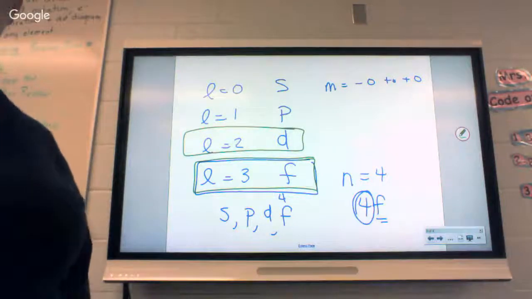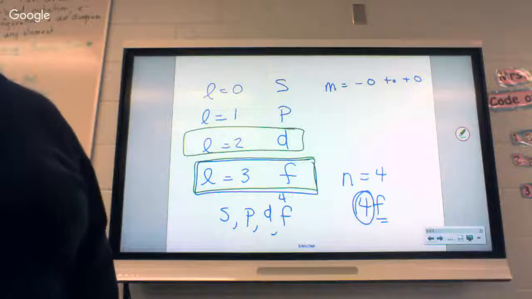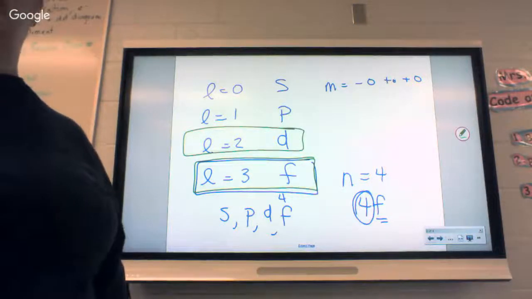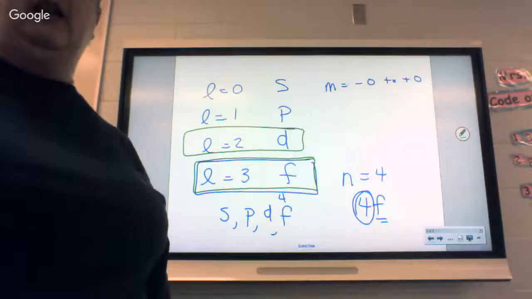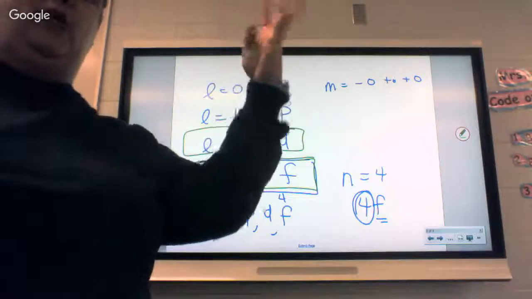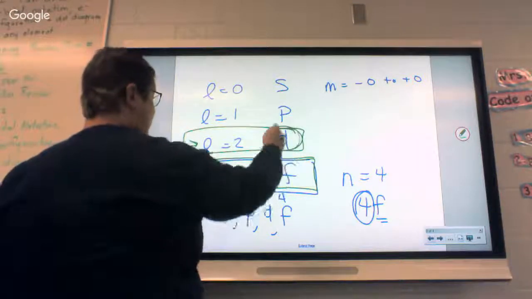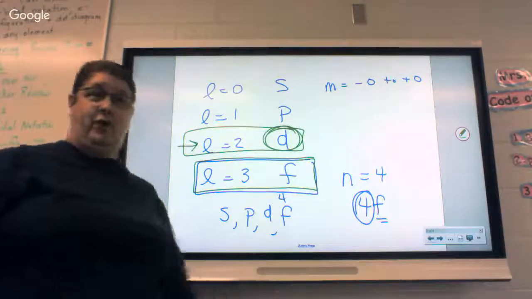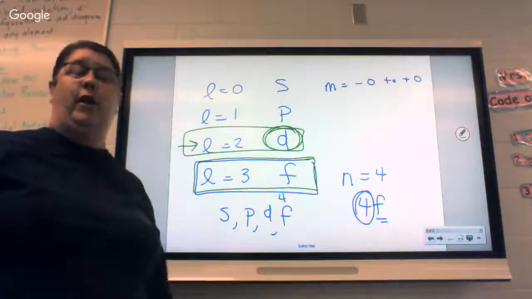I gave you that in the question. I'm telling you in the question that L equals 2. You have to figure out which sublevel that is. So if L is 2, is it S, P, D, or F? L is 2 is telling you that it's what sublevel? D. You have to know that it's a D sublevel. You have to figure that out from the number.